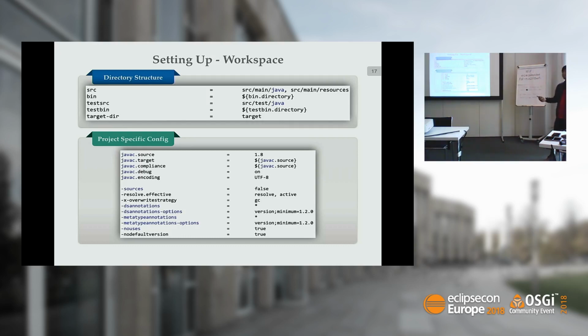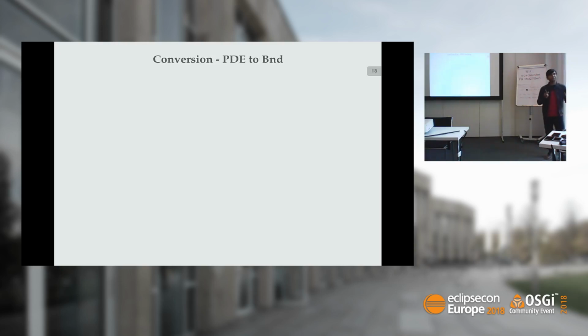If you want BND to process your DS or meta-type annotations, you can also specify that, and the minimum versions as well. I really would like to suggest you to have a look at the instruction list at the Bndtools website, and then you can decide on which instruction would be really good for your project. Moving on. So this is pretty much about the basics that you have to know before you make a switch.